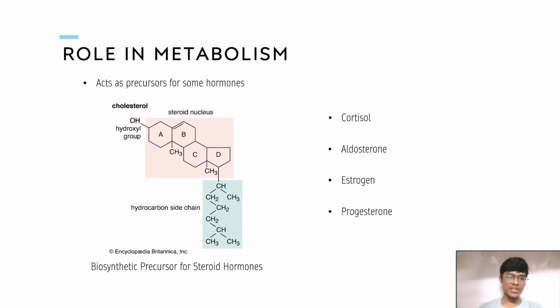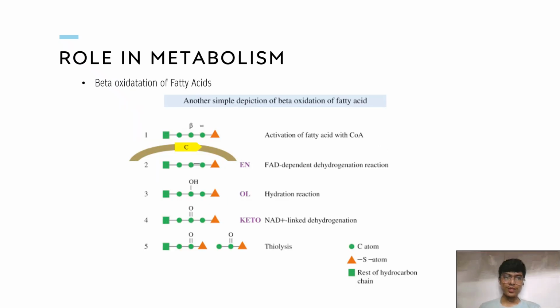So lipids also act as precursors for some hormones, like cholesterol. Cholesterol is a type of steroid which acts as a precursor for steroid hormones like cortisol and aldosterone. Along with that, it also acts as a precursor for the sex hormones like estrogen and progesterone. So let's start with the role of lipids in metabolism.